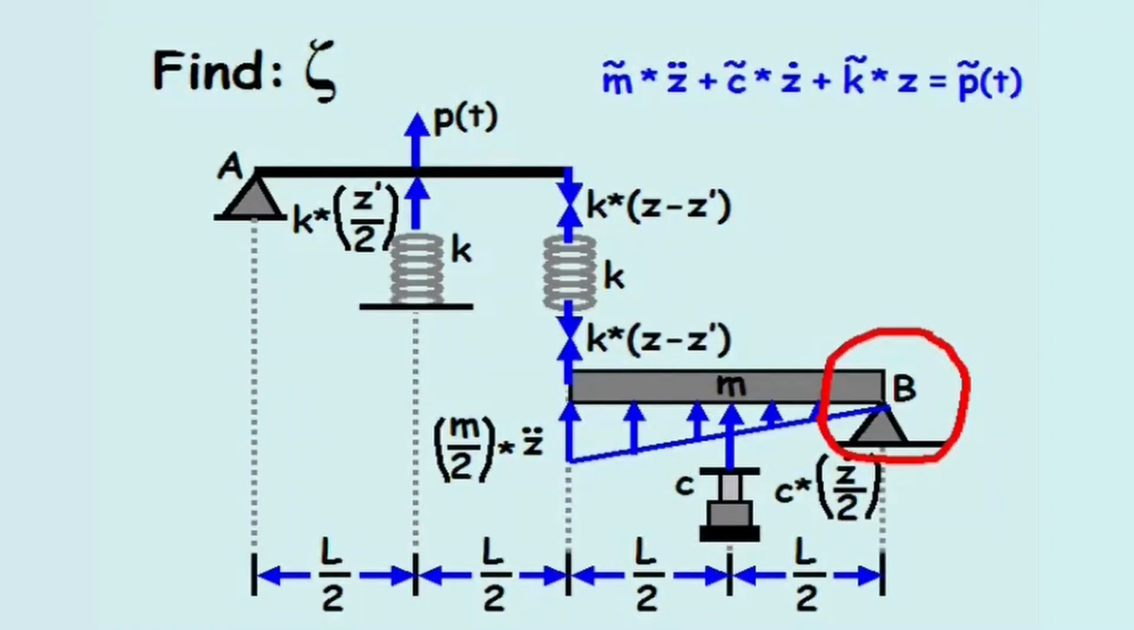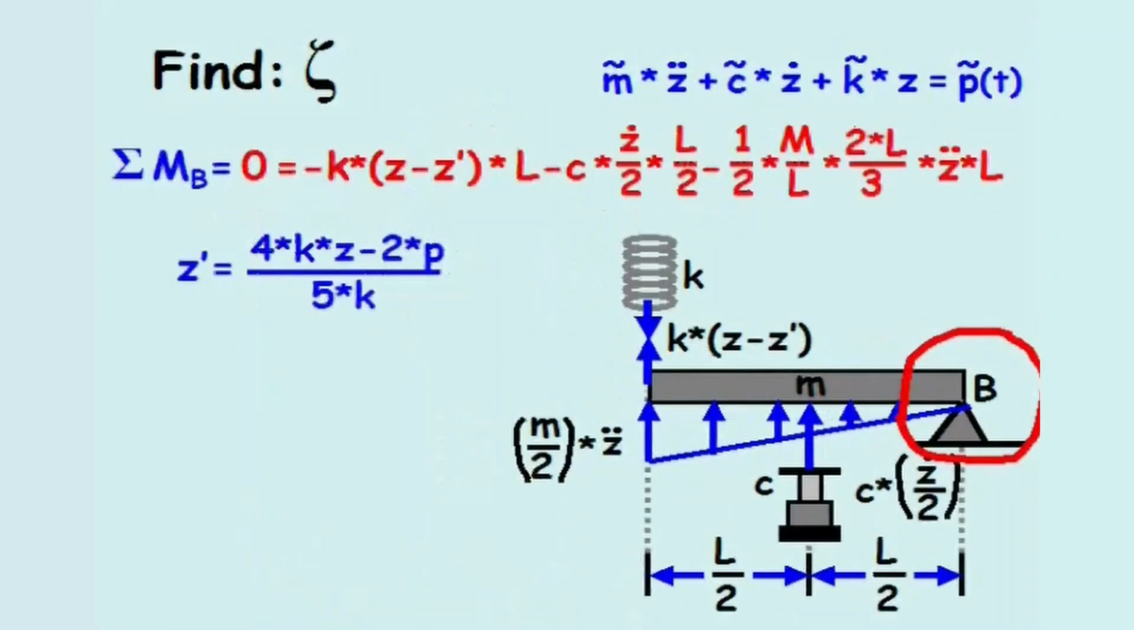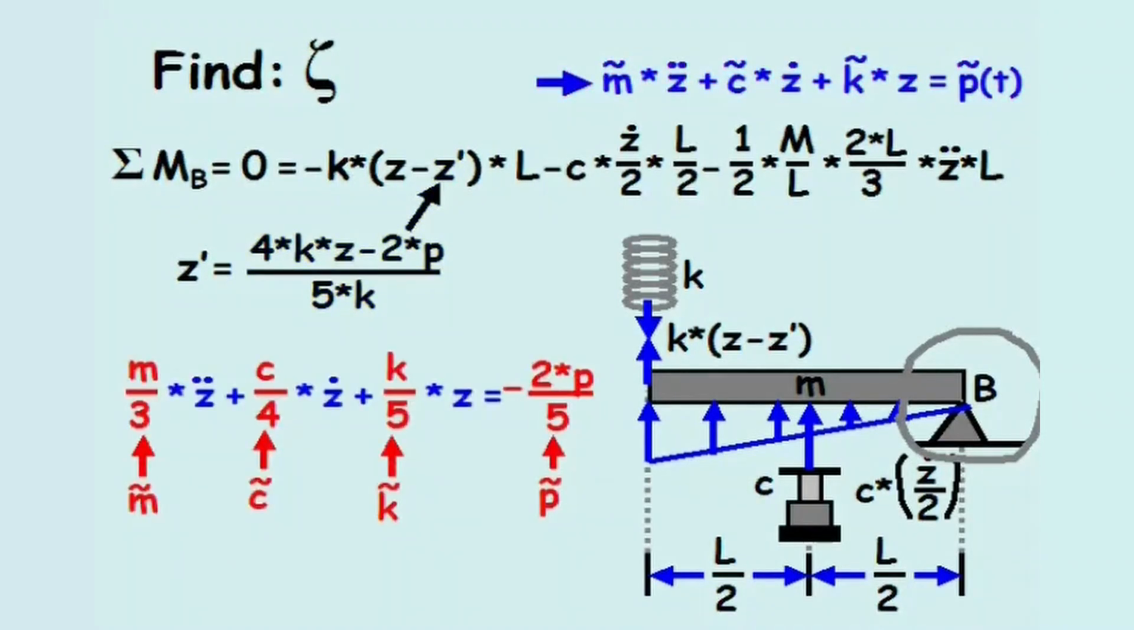Next, we'll sum the moments about point B, set that value equal to 0, plug in our value for z prime, and format the equation to match the equation of motion. After solving, the coefficients equate to 1/3 m for m tilde, 1/4 c for c tilde, 1/5 k for k tilde, and -2/5 p for p tilde.